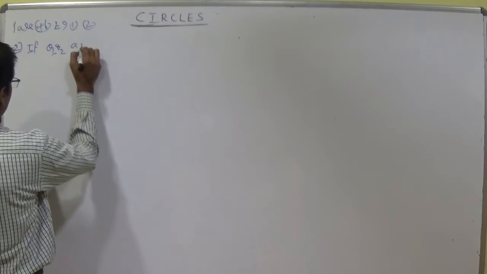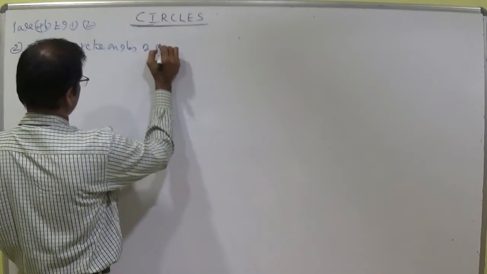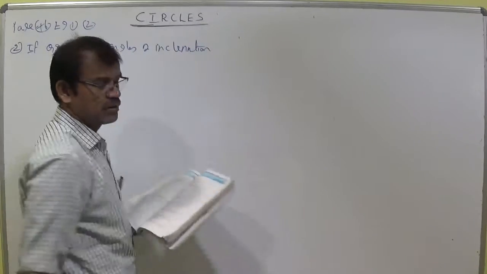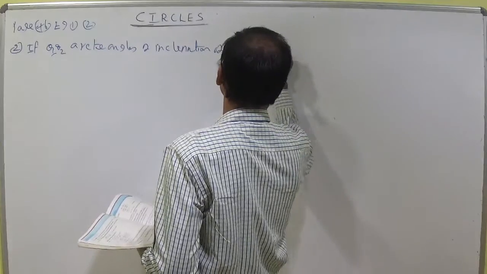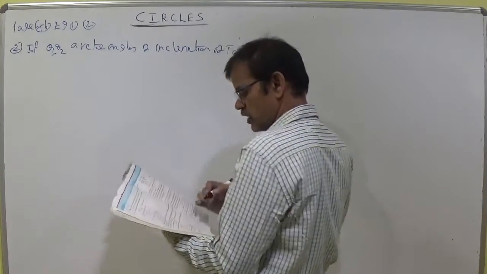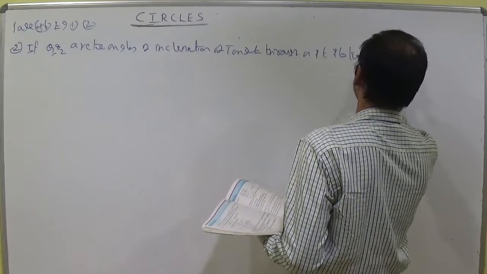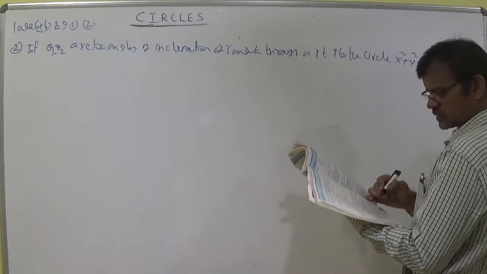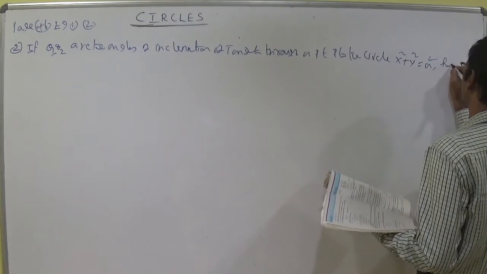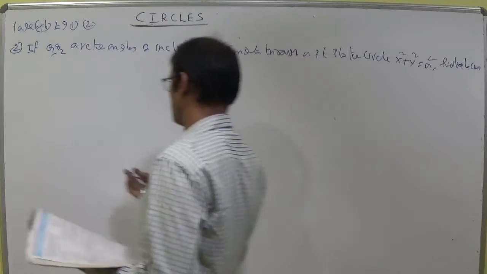If theta 1, theta 2 are the angles of inclination of tangents through a point P to the circle x square plus y square is equal to a square, find the locus of P.